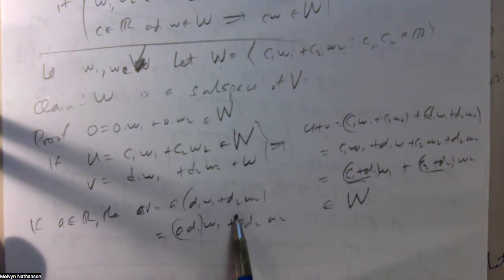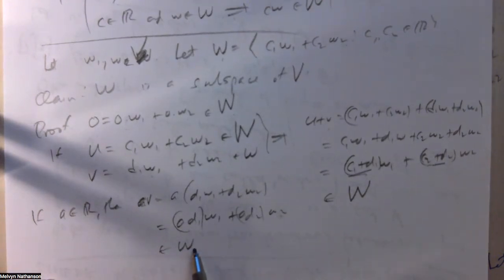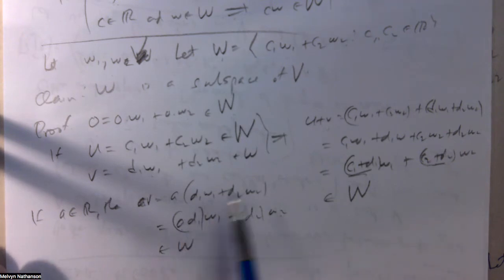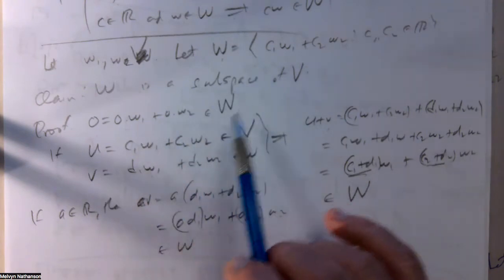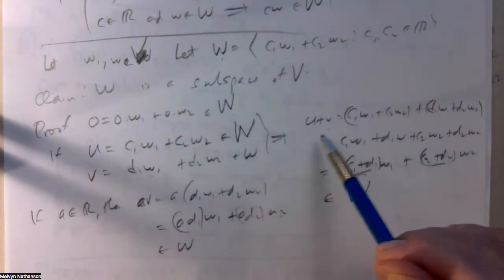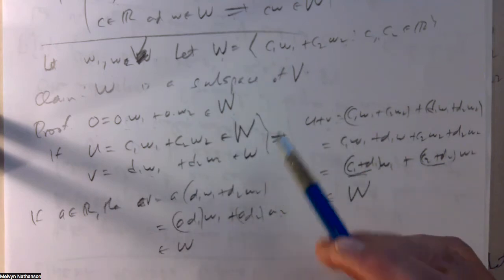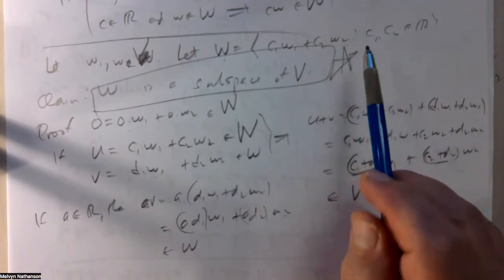A D1, A D2, these are just numbers. This is another linear combination of W1 and W2. That's also in W1. So the set of linear combinations of these two fixed vectors contains the zero vector, and is closed under vector addition and scalar multiplication. So that proves this claim. W is a subspace of V.